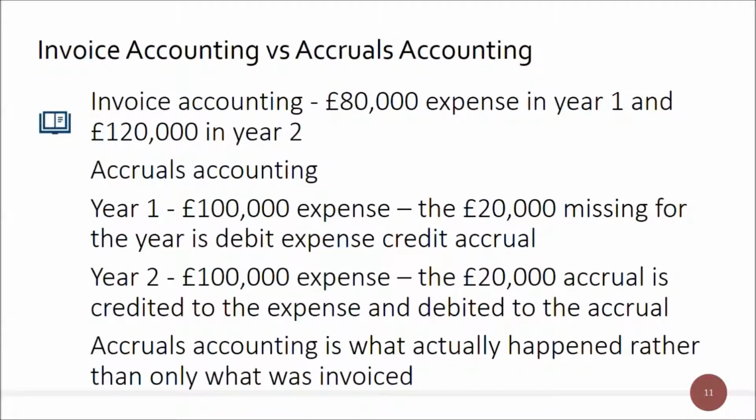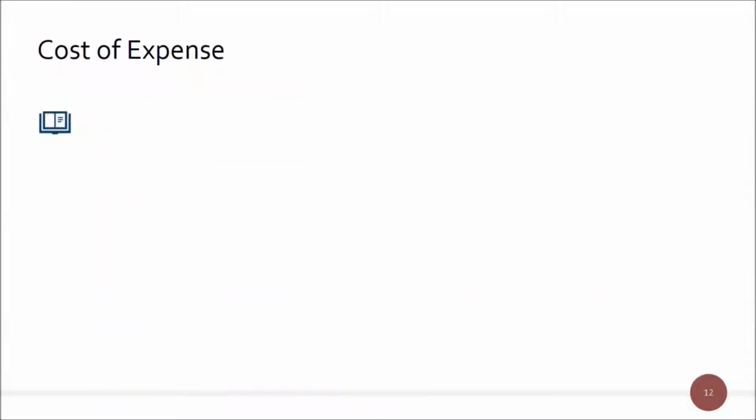So accruals accounting is actually what happened rather than only what is invoiced. So how is the cost of the expense calculated? The expense is the closing accrual, which is added on. So we debit the accrual, credit the expense.